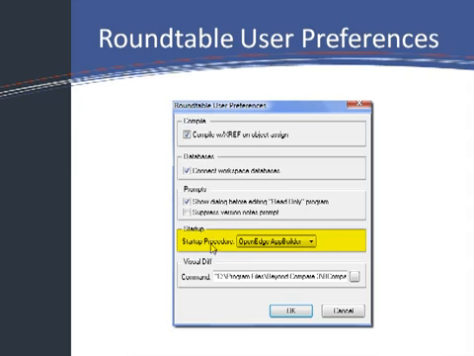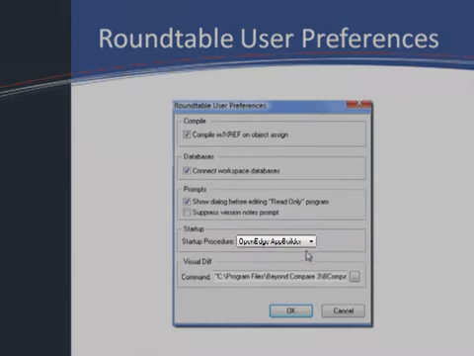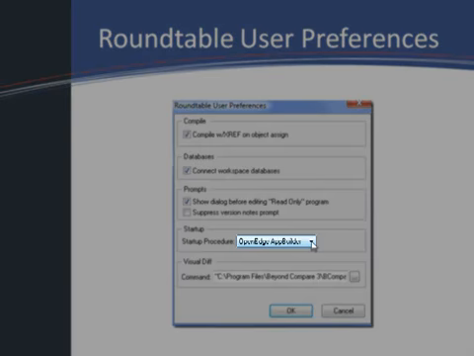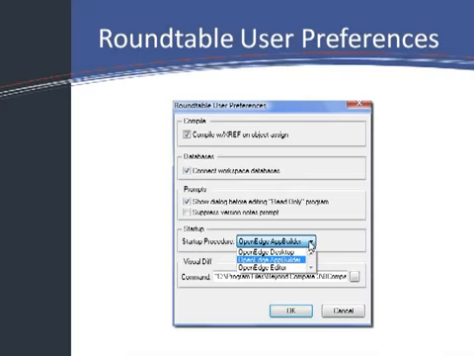Next, in the Startup section is the Startup procedure. Use this combo box to tell Roundtable which OpenEdge procedure to run when you launch Roundtable. The valid choices are: blank means nothing, just run Roundtable, or you can run the desktop, or the app builder, or the editor. The recommendation depends on what you're actually trying to do or how you normally develop applications.